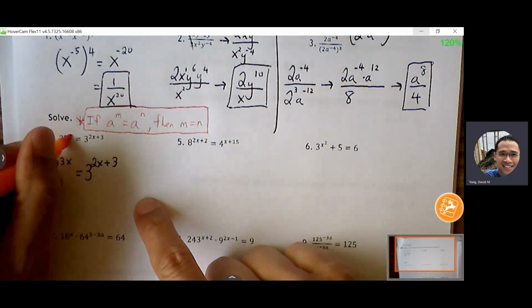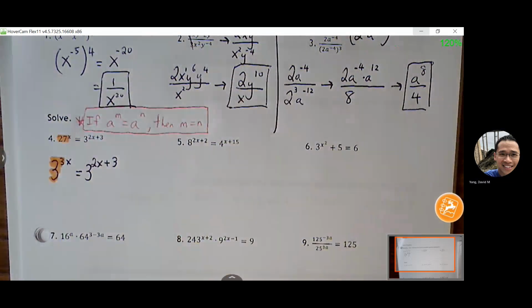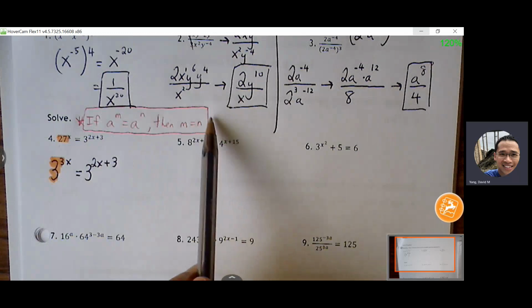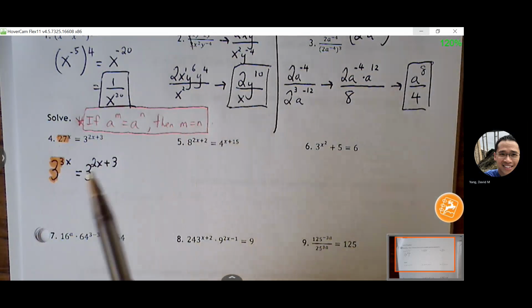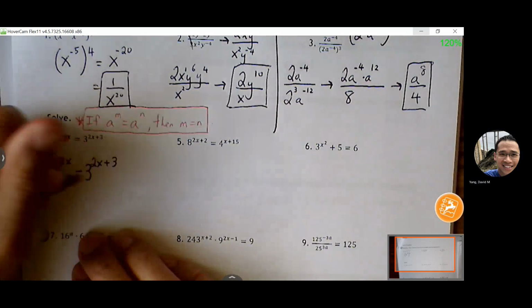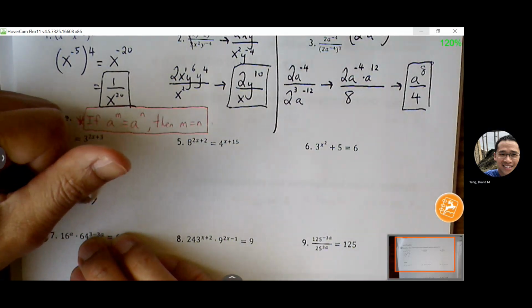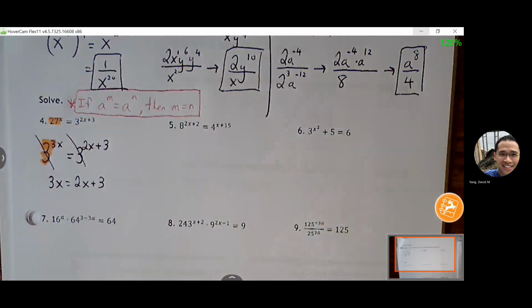So I replace this 27 with 3 to the third. And now I can get the bases to match, which means I can drop the bases and just focus my attention on setting the exponents equal to each other. Okay. Combine like terms, subtract 2x, I get 1x, 1x equals 3.